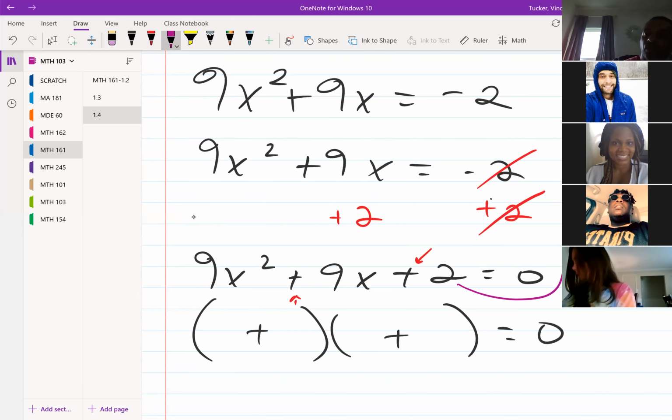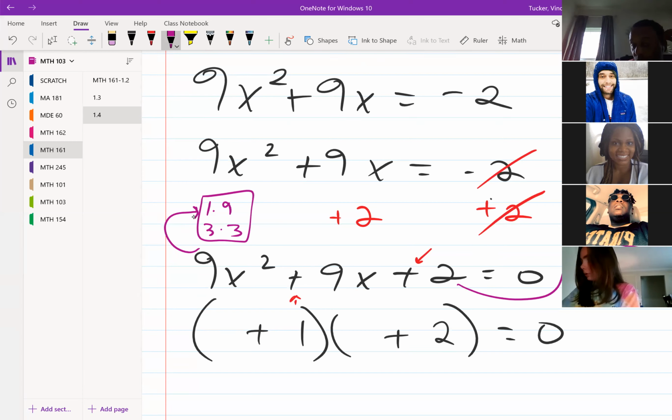My choices for 2 is just 1 times 2. So there's really no options there, just 1 and 2. Factors of 9: 1 times 9, 3 times 3. So remember, your goal is to get 9 in the middle. So what I would do is use 3x times 3x in order to get that 9x squared.